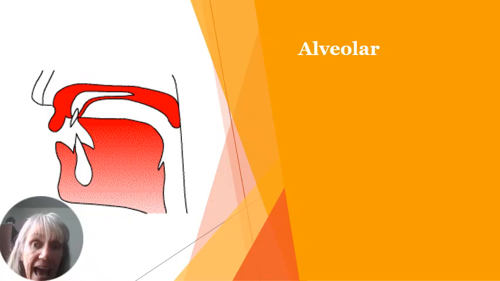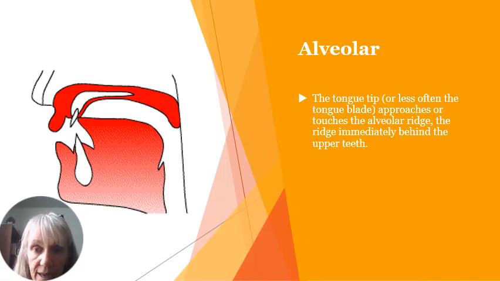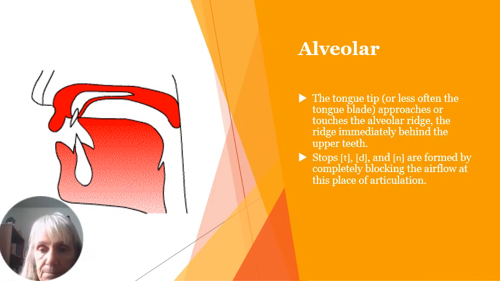Next, we have an alveolar, and I'm referring to the alveolar ridge behind the teeth, that bumpy ridge that is behind the teeth. What's happening there? The tongue tip, and sometimes the tongue blade, but mostly the tongue tip, approaches or touches, so it doesn't necessarily have to touch, but in a lot of cases it does, the alveolar ridge, that ridge immediately behind the upper teeth. And we see that in our stops.